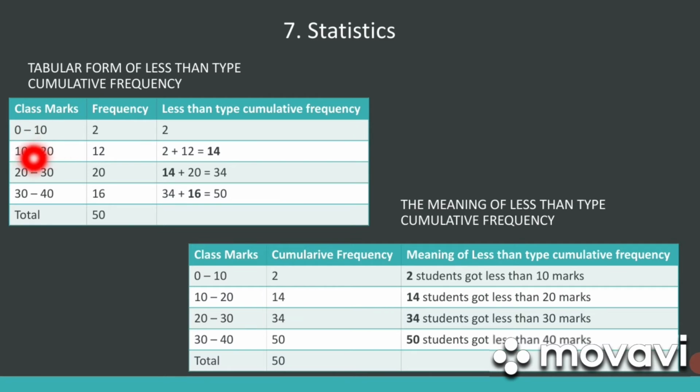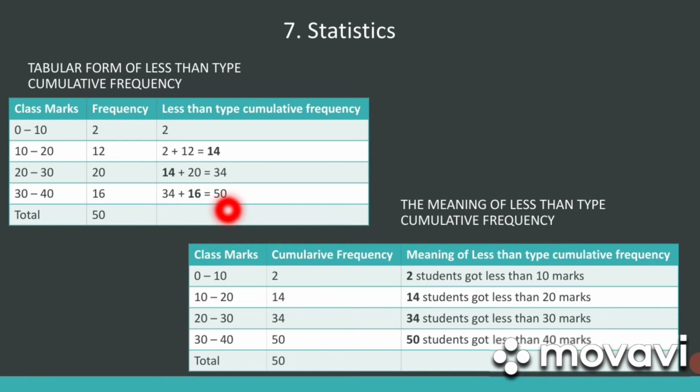Class marks is 0 to 10, 10 to 20, 20 to 30, 30 to 40. The frequency is 2, 12, 20 and 16. Therefore, the less than type cumulative frequency is 2. That is, we take the frequency of the first class interval, that is 0 to 10 here, as given, that is 2. For 10 to 20, the cumulative frequency will be 2 plus 12, and that is equal to 14. For 20 to 30, the less than type cumulative frequency will be 14 plus 20, and that is equal to 34. For 30 to 40, the cumulative frequency will be 34 plus 16, and that is equal to 50.